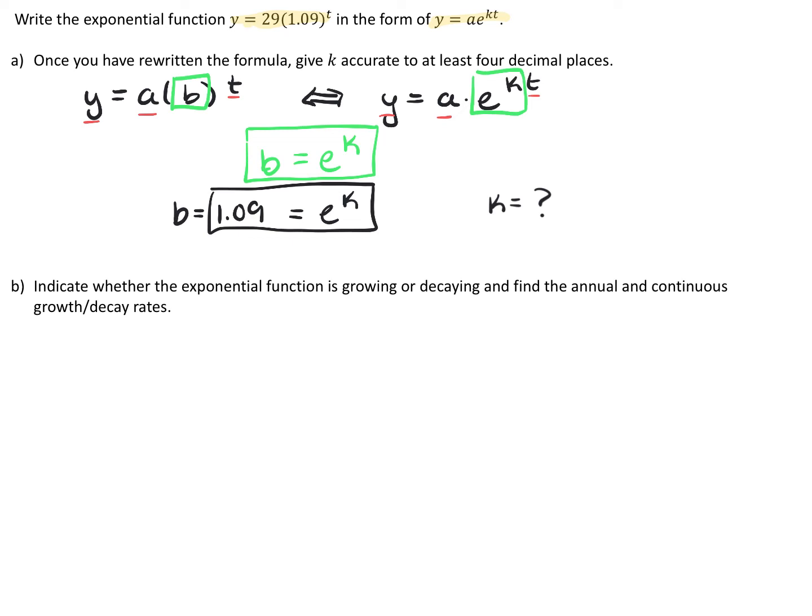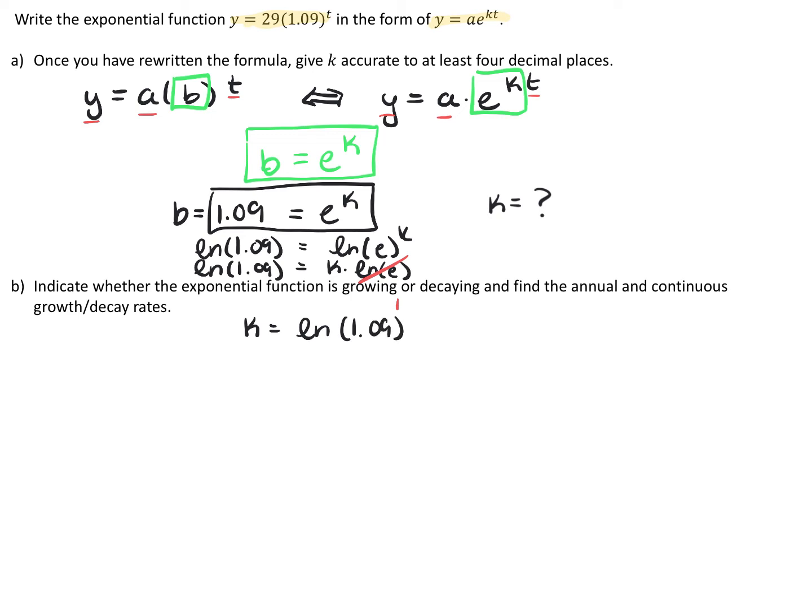To solve for k, I'm going to take the natural log of both sides of the equation. This allows me to use the power rule. So the natural log of 1.09 is equal to k times the natural log of e. We know that the natural log of e is equal to 1. This leaves me with, I'm running out of space here, but k is equal to the natural log of 1.09.